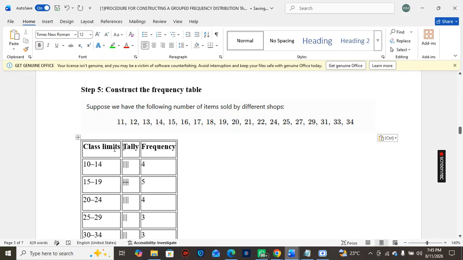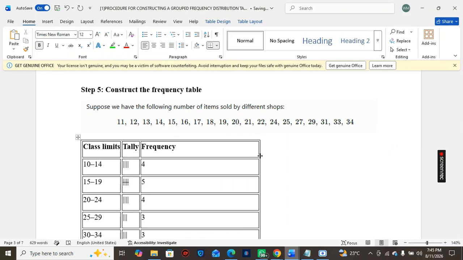You need to have your tally marks, although in the real world, these tally marks are not needed anymore. It's just the frequency that you are most interested in.